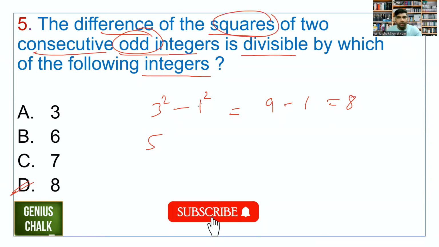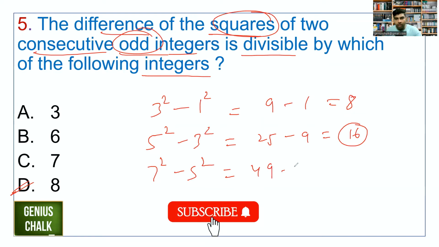Because we need to find the squares, right? So 5 square minus 3 square. Let's check. 5 square is 25. 3 square is 9. It is again 16, which is also divisible by 8. So you can check this is verified everywhere. Consecutive odd integers, 7 square is 49. This is 25. So if you check, this is 24, which is also divisible by 8. So the answer of the question is D, which is 8.